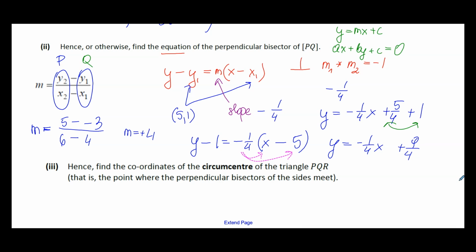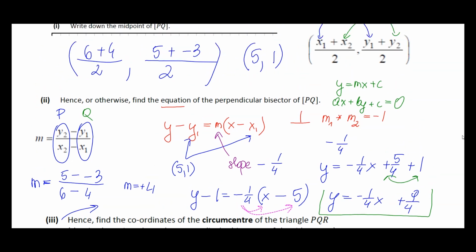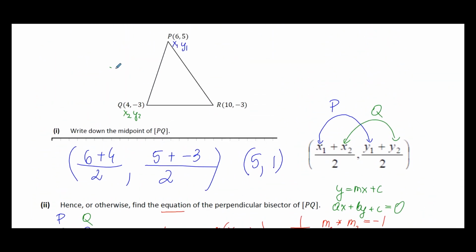Now, the next part, so hence again, hence meaning what? With the knowledge we just acquired, what is that knowledge? This is the equation of the perpendicular bisector of PQ. We have to find the circumcenter of this triangle because, like what we said, it will be a meeting of the 2 points. So I need to find the coordinates here.